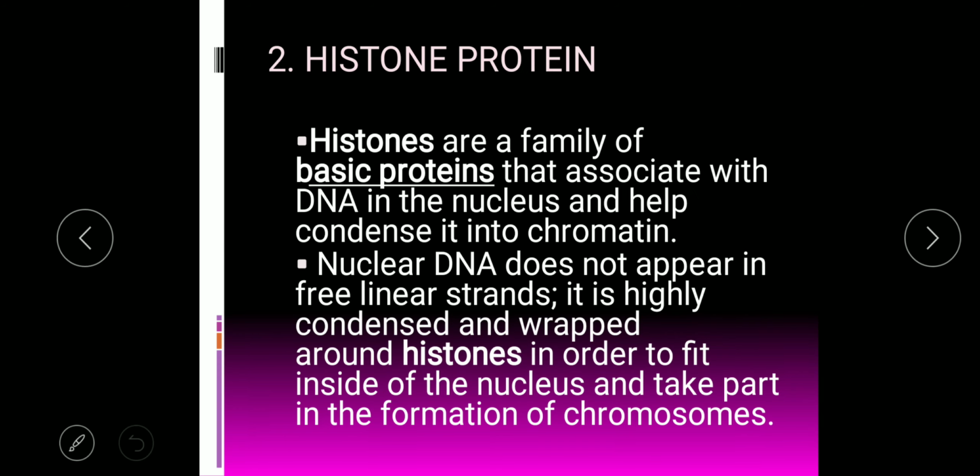Now the histone protein. Histones are a family of basic proteins, which associate with DNA in the nucleus and help it condense into chromatin. The DNA is around 2 meters long, and such a long DNA has to be kept inside the nucleus, whose size is less than a micrometer. So how is such a long DNA kept inside the nucleus?